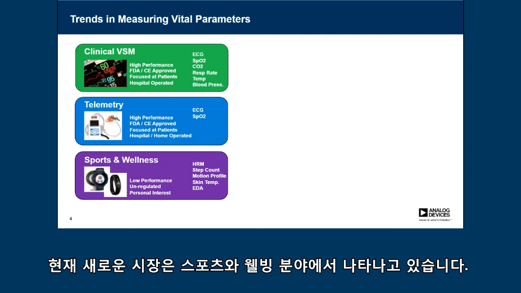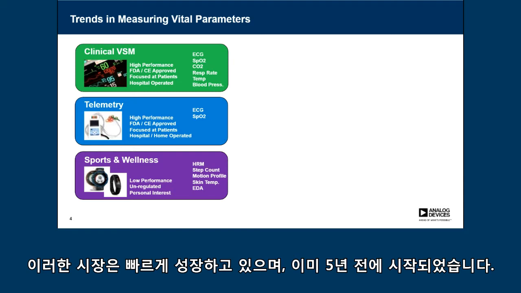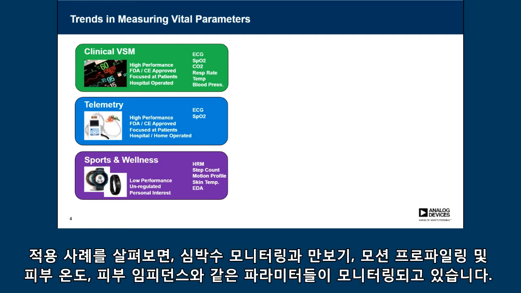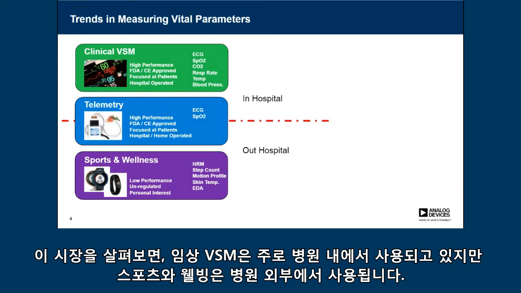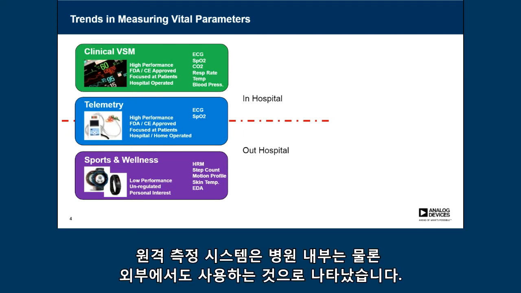The new market, what we see happening now, is that sports and wellness is popping up, and this is a growing market. So this started back 5 years, and looking into these use cases, we see that parameters like heart rate monitoring, step counting, motion profiling, but also skin temperature and skin impedance are being monitored. While looking into this market, we see that clinical VSM is mainly being done inside hospitals, whereas sports and wellness, of course, is more an out of hospital use case.